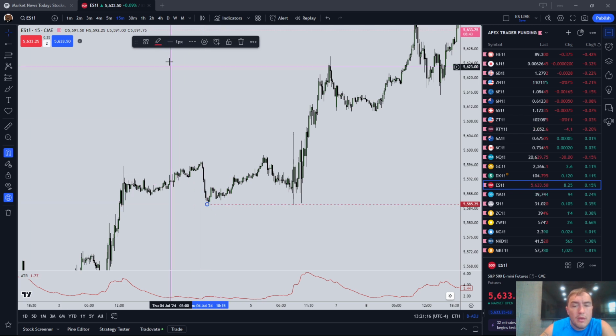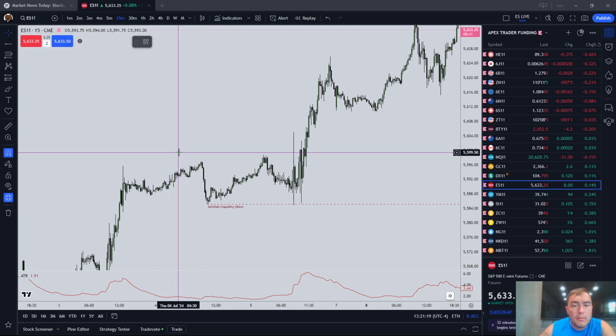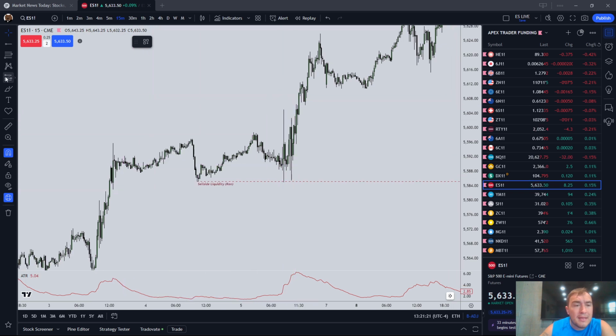Here's an example of the market poking below a prior low and then moving back in the opposite direction. So we see that we had a low here formed on Thursday, the 4th of July at 10:30 New York local time, so pretty much at the market open.